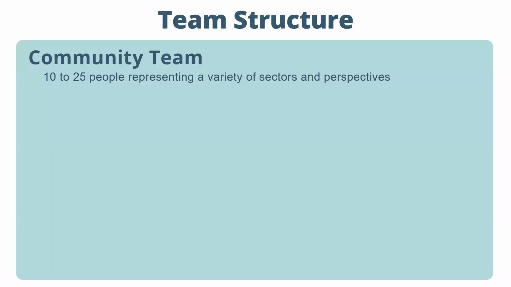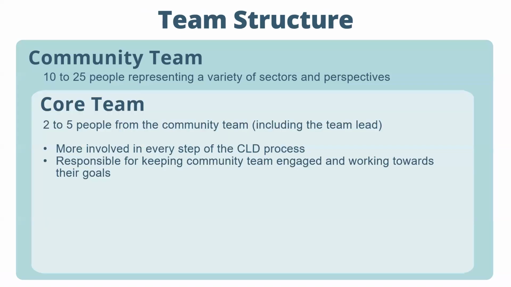So we work with communities one at a time because it is a very in-depth project. We work with a community team, which is structured as 10 to 25 people representing a variety of sectors and perspectives in the community. And then the core team is a subset of that community team. So 2 to 5 people from the community team who are more involved in every step of the causal loop diagramming process, which I will talk about later.